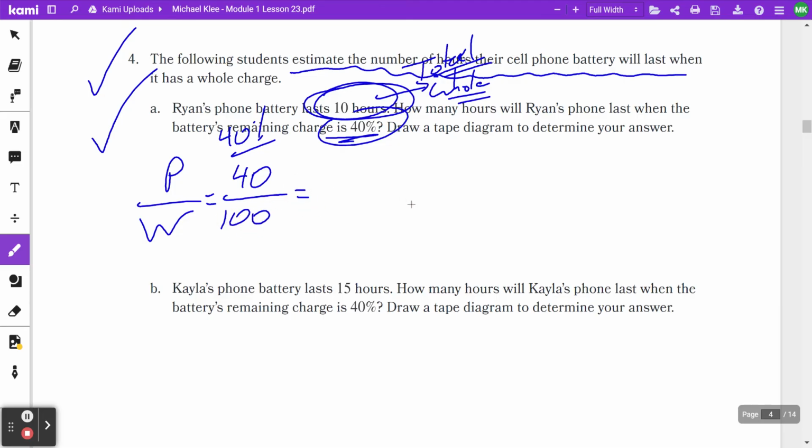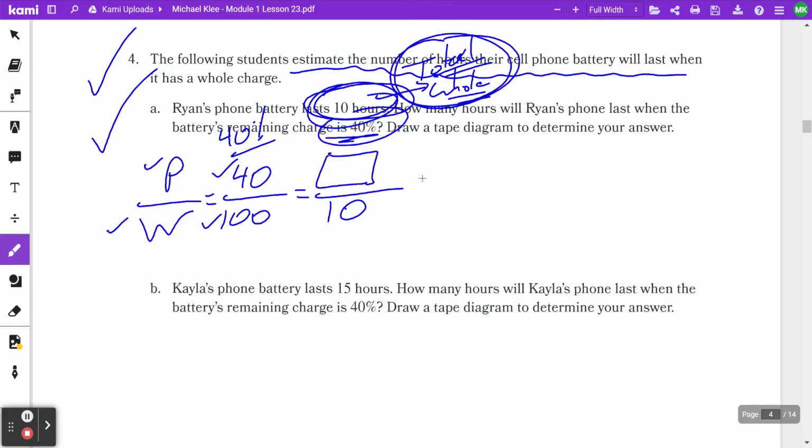So I'm going to go right after that. The part is the 40, the whole is 100. And we have 10 hours. Now the 10 goes on the bottom because the 10 is the total, and we're looking for the part. How many hours does he have left? Once again, I take my eyeballs, I look at that box, I go diagonally across, and I realize that I should probably cruise to the right.